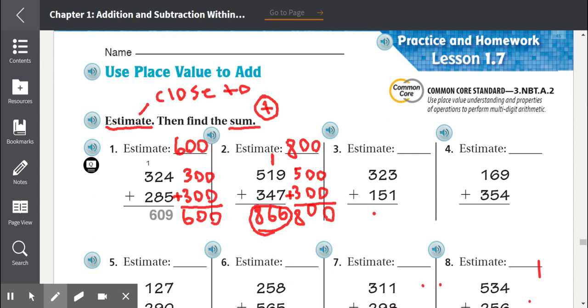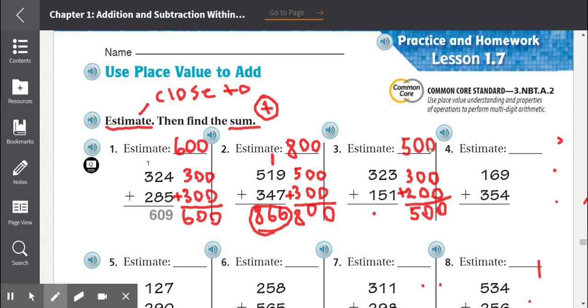Number three, we're going to start by estimating, then we solve to find the sum. So 323 is between 300 and 400, but it is closer to 300. 151 is between 100 and 200, but it is closer to 200. Now we add the ones, 0 plus 0, 0. We add the tens, 0 plus 0, 0. We add the hundreds, 3 plus 2, 5. So our estimate is 500.